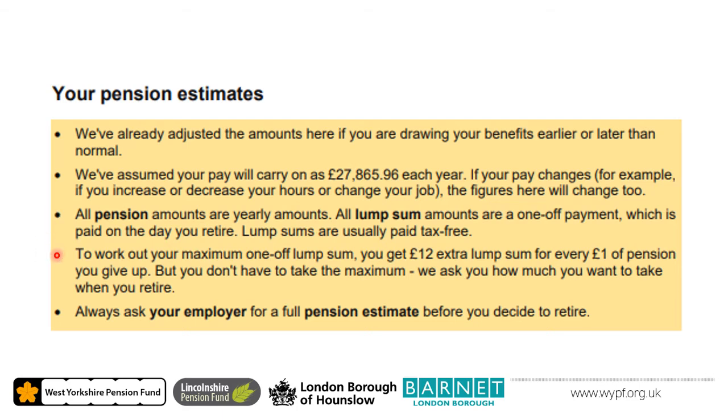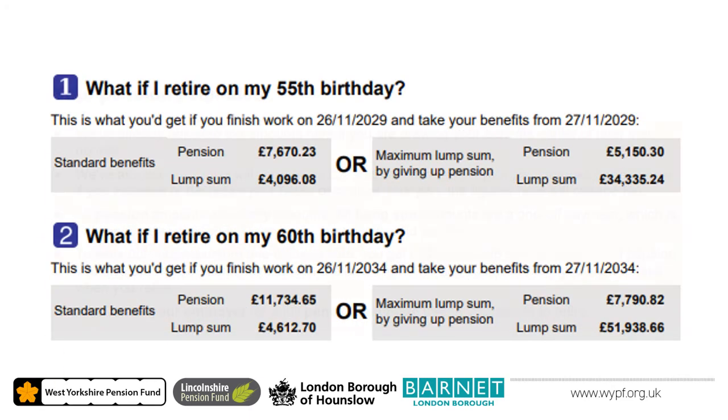You can, if you wish, give up part of your pension for a bigger lump sum. Each pound of pension you give up gives you £12 of extra lump sum. The figures we provide here are quite accurate, provided the information your employer has provided us with is accurate. However, before you finally choose to retire, you should always ask your employer for a pensions estimate in the future.